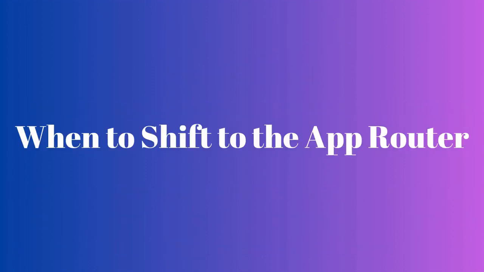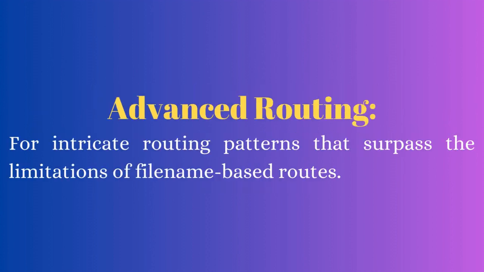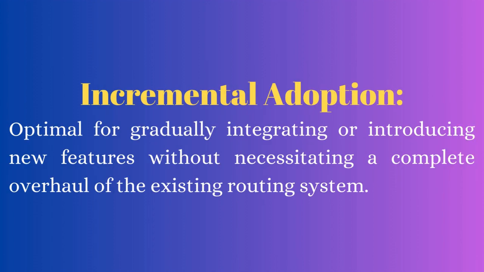When to shift to the app router? Contemplate migrating to the app router when your project demands advanced routing for intricate routing patterns that surpass the limitations of file name-based routes. Custom middlewares: when there is a requirement for tailored server-side logic to enhance routing capabilities. Incremental adoption: optimal for gradually integrating or introducing new features without necessitating a complete overhaul of the existing routing system.